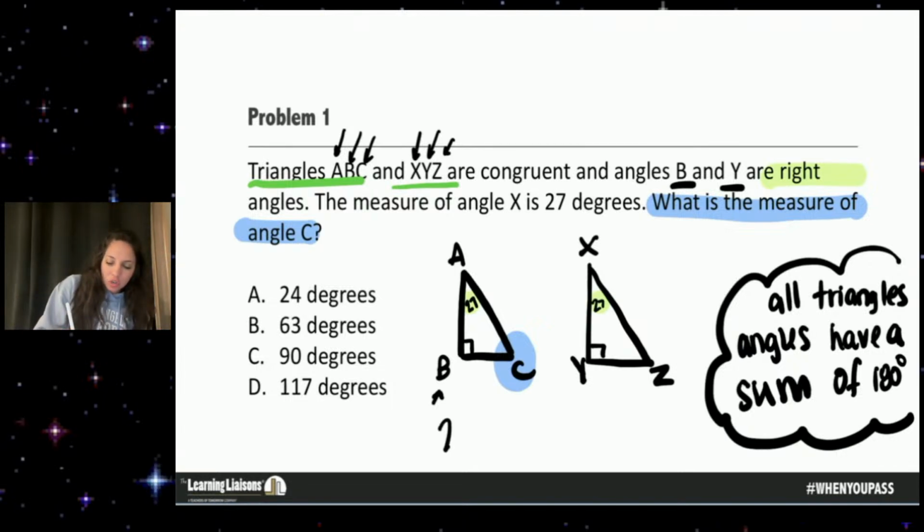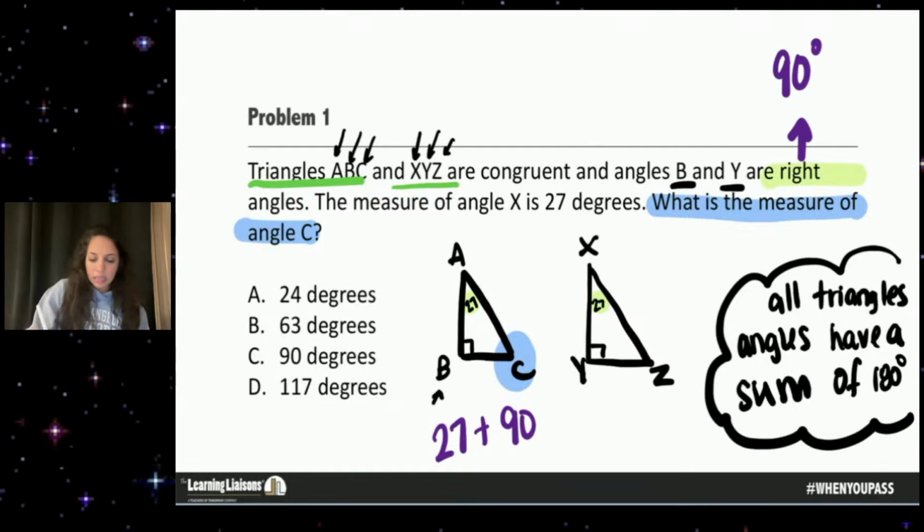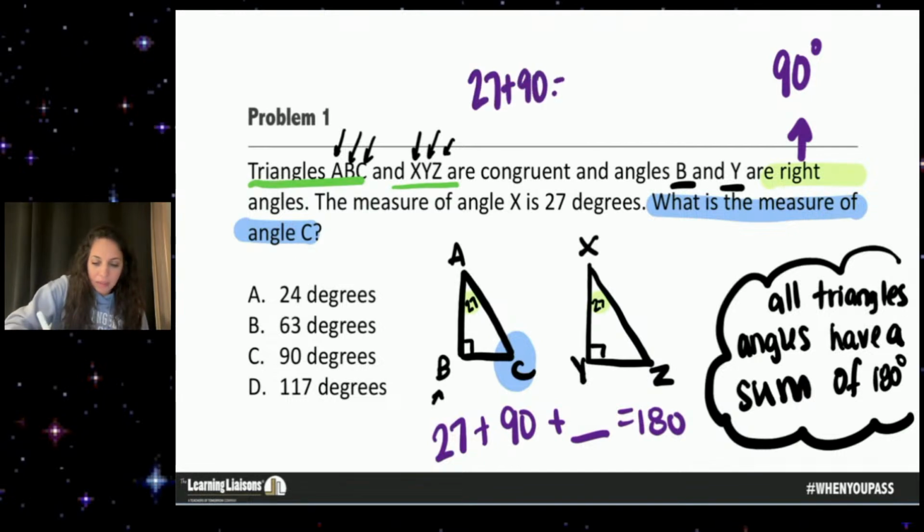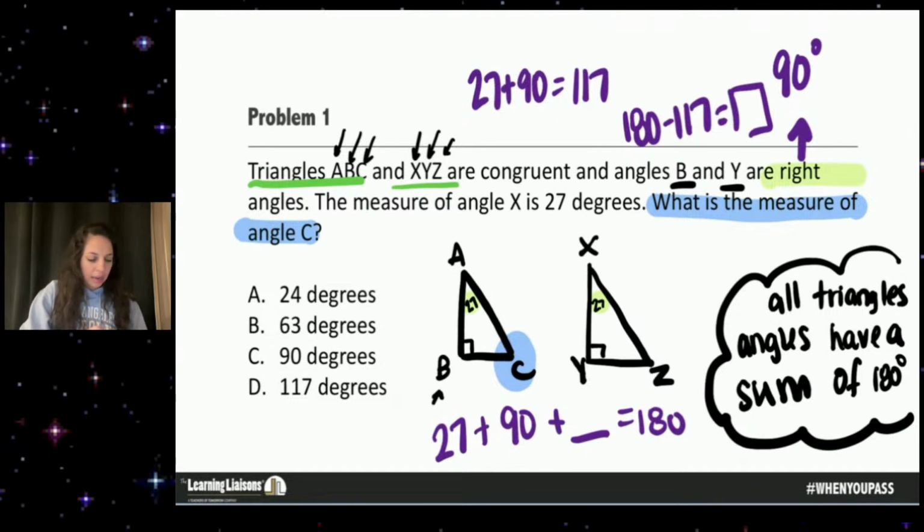So I know that I'm going to do 27, and I'm going to use a different color. 27 plus 90, because a right angle equals how much? 90 degrees plus something has to equal 180 degrees. So I'm going to use my 4-function calculator, and I'm going to do 90 plus 27. And that equals 117. So 27 plus 90 equals 117. And then I can just do 180 minus 117 to figure out that missing angle. So 180 minus 117 is going to give us 63.